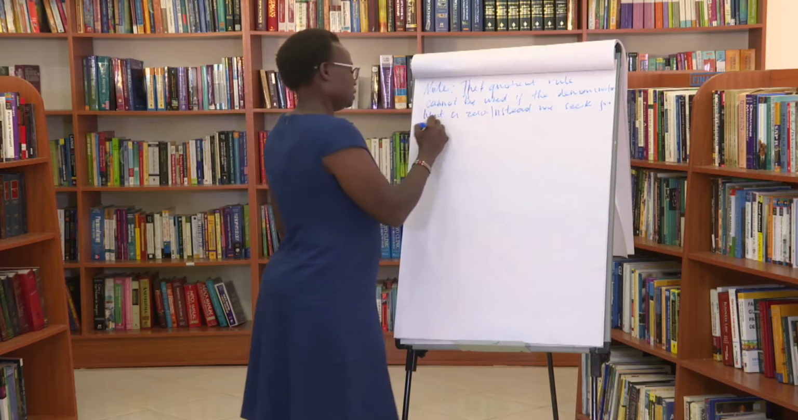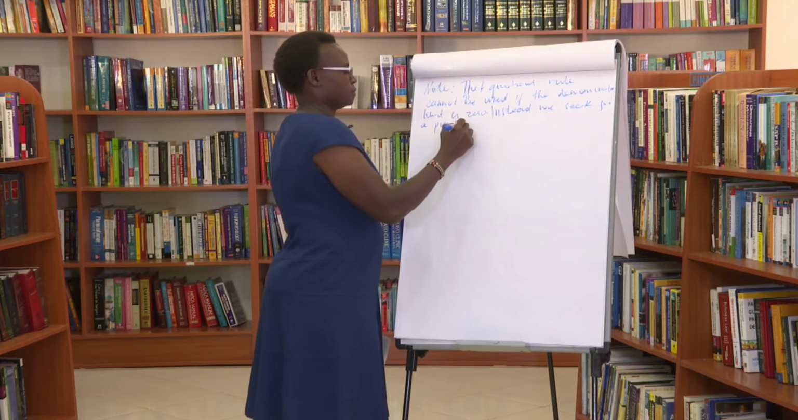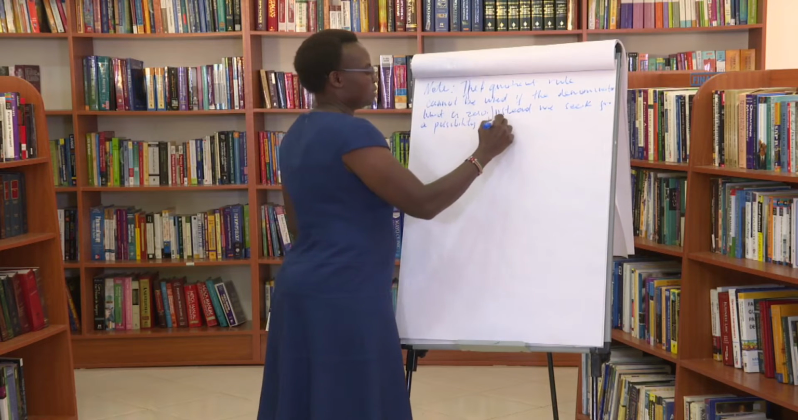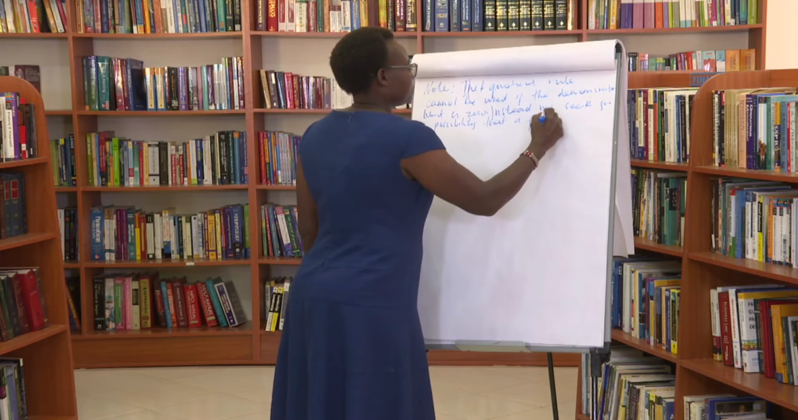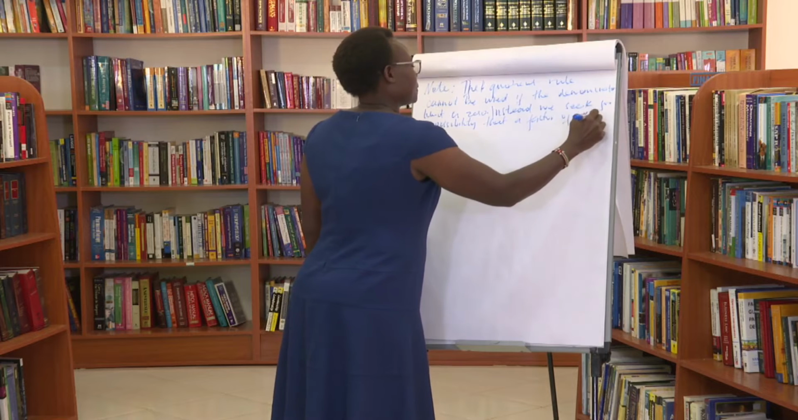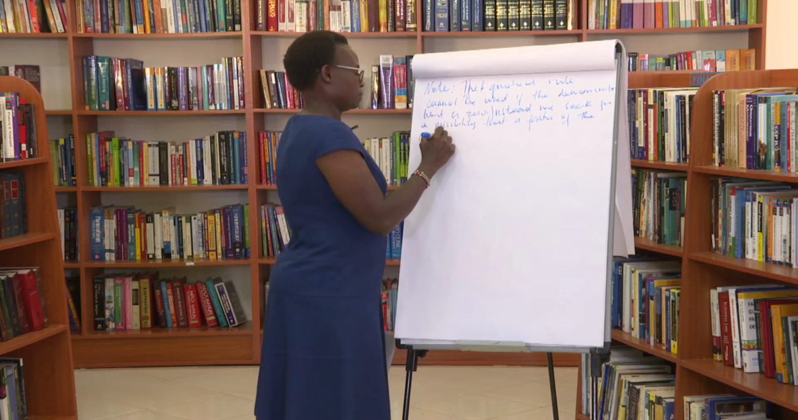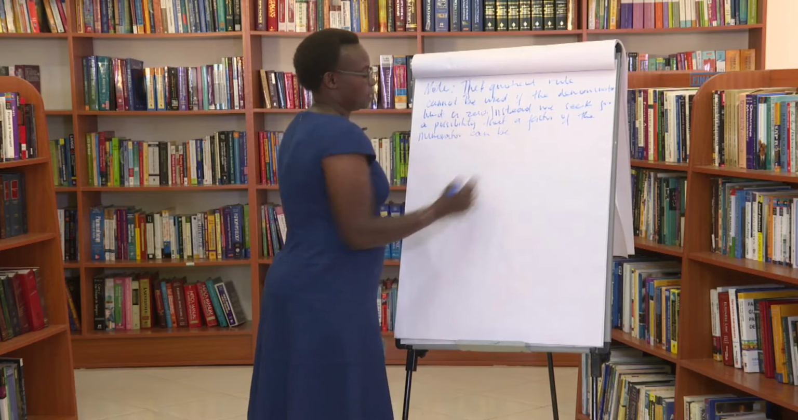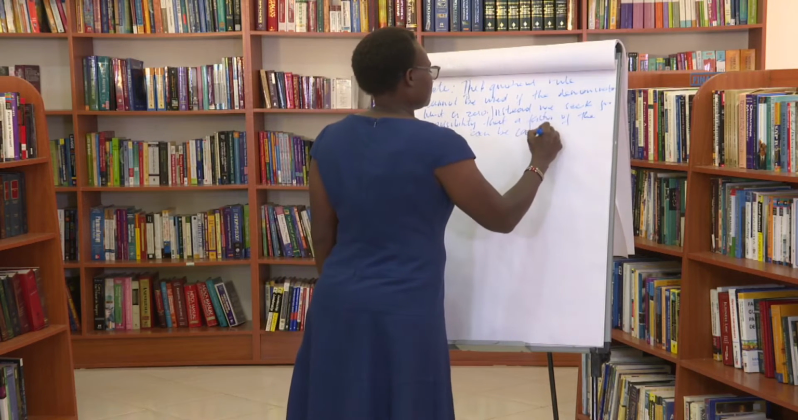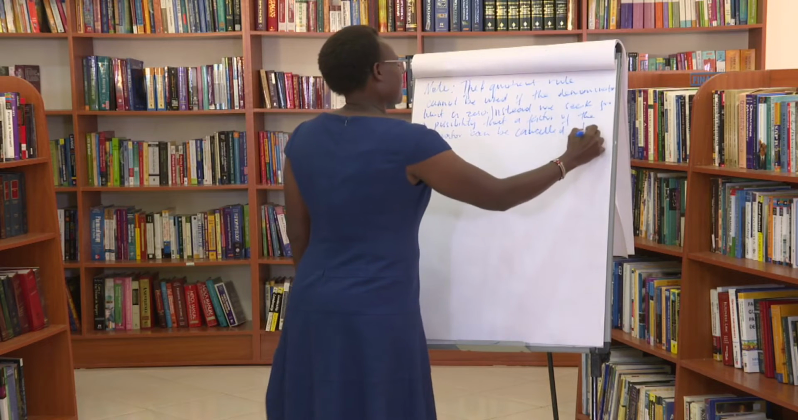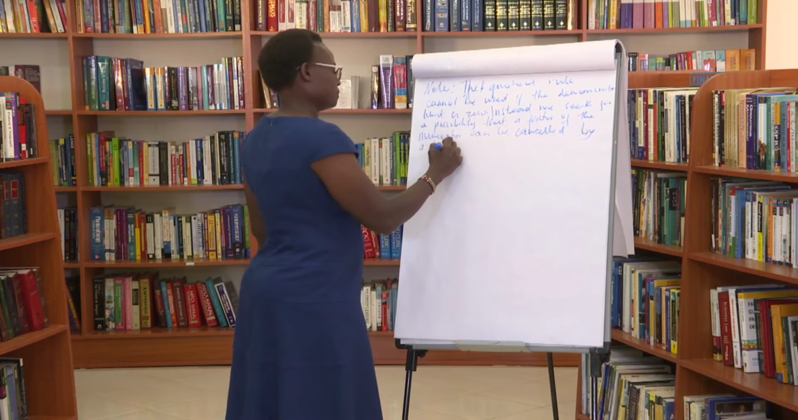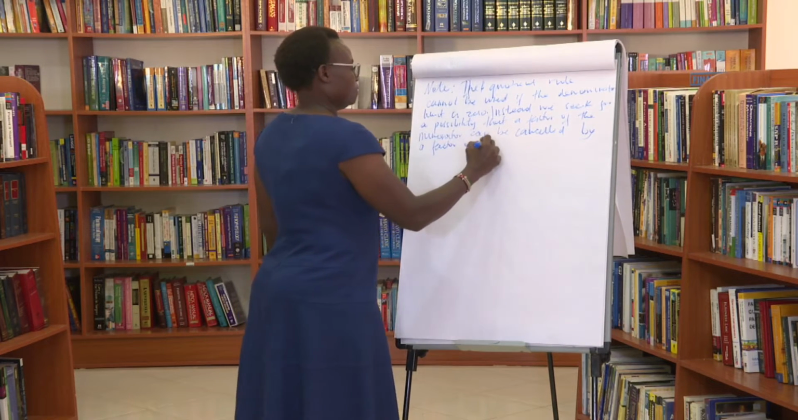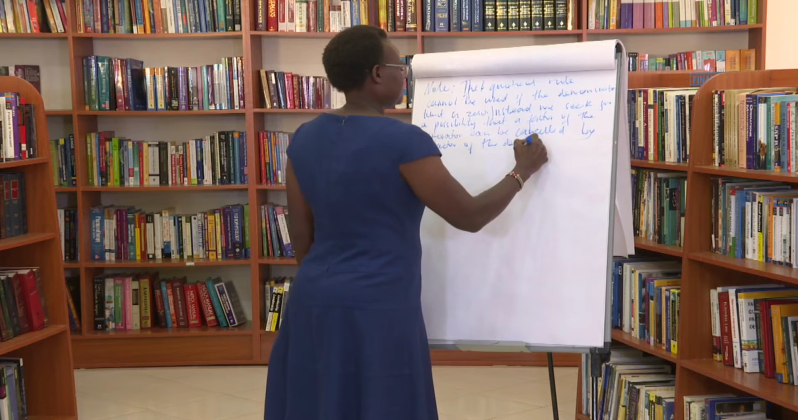So what happens is that instead we seek for a possibility that a factor of the numerator can be cancelled by a factor of the denominator.